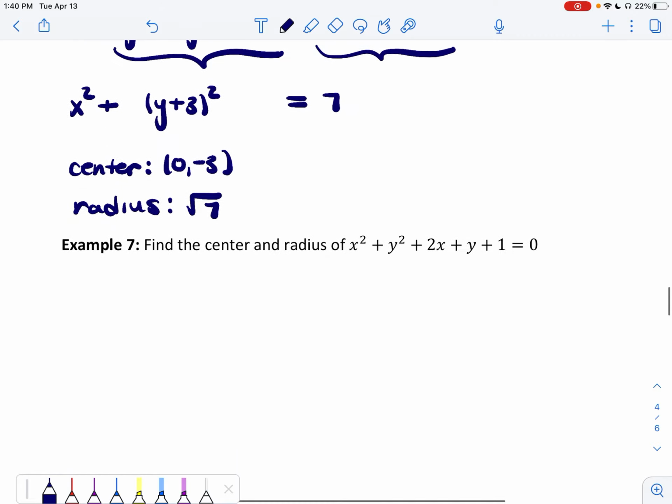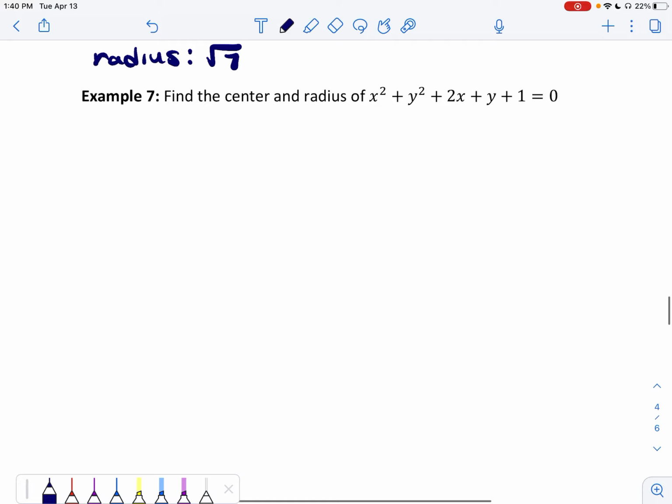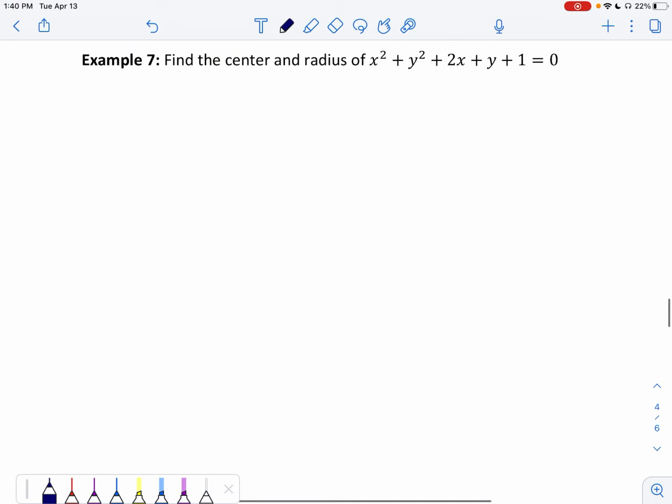All right, guys, so I'm going to leave example 7 for you to try on your own, but the solutions will be posted online. Okay, so that is it for circles.